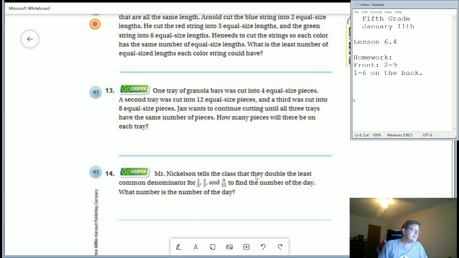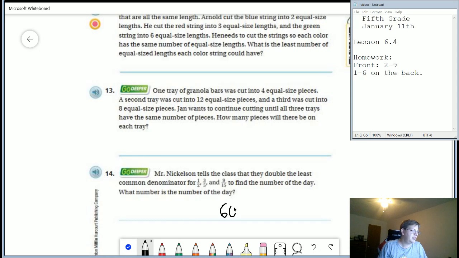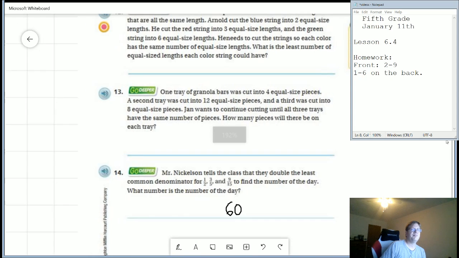But then it says that we need to double the least common denominator to find the number of the day, which means the number of the day should be 60. So again, I can do 15 and then count up to 30. So 15 times 2. And so that would give us our common denominator because I can count by 2s to get to 30. So if we double our least common denominator, then that would give us 60.